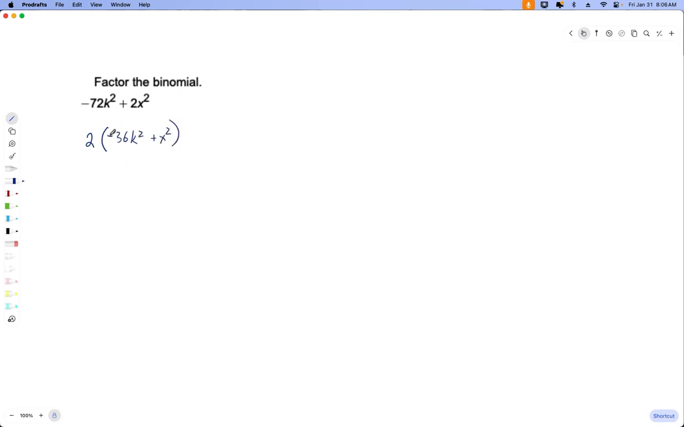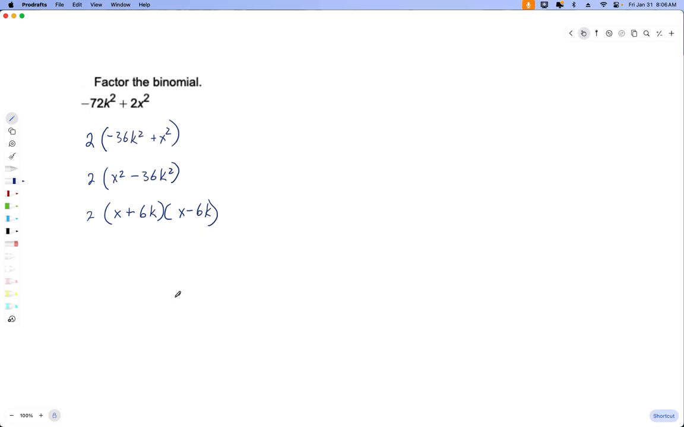I also notice that because this is a negative, and when I look at it now, I see that this is a perfect square and that this is actually the number 1, but it's a perfect square, and then x squared is a perfect square. So if I rearrange it and put the negative number second, now it is in the format of a difference of perfect squares. We have the minus sign in the middle, and both of these can be found easily. So we would say x plus the square root of 36 is 6, and that'd be k, and then x minus 6k.